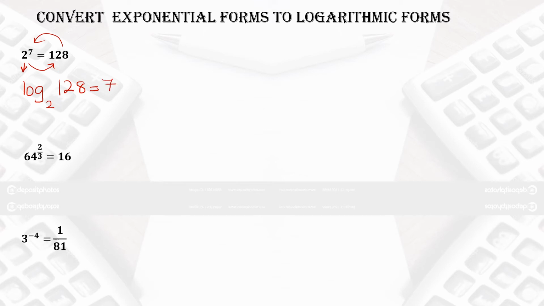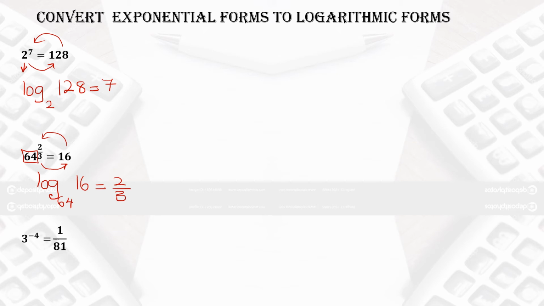Similarly in the second question, you can say that 64 to the power 2/3 equals 16. In order to convert this exponent into the logarithmic form, you will write log of, start from the base, that is 64, then go to the other side of the equal sign, that is 16, and then you put equals to 2 over 3.